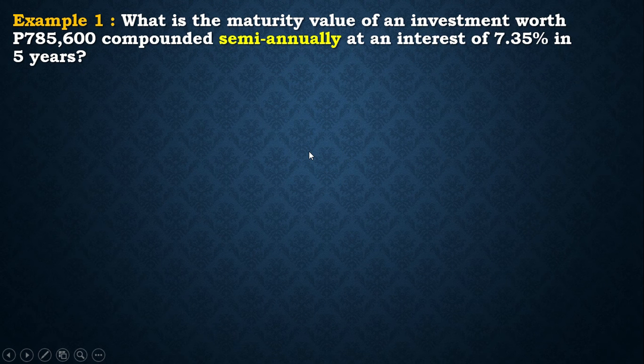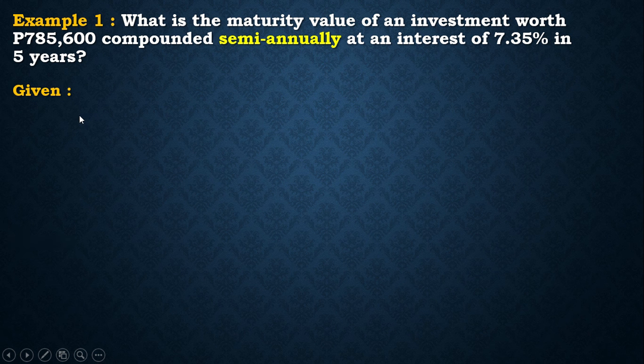Let us take example number 1. What is the maturity value of an investment worth 785,600 compounded semi-annually at an interest of 7.35 in 5 years? So we are in semi-annually. Semi-annually is equal to 2.